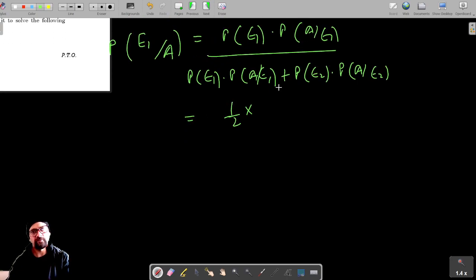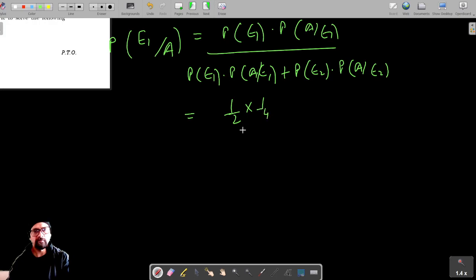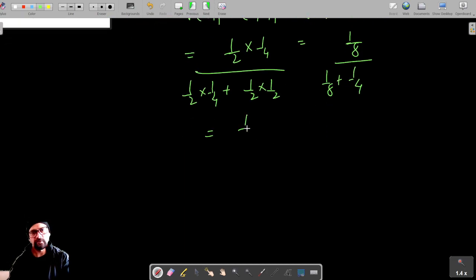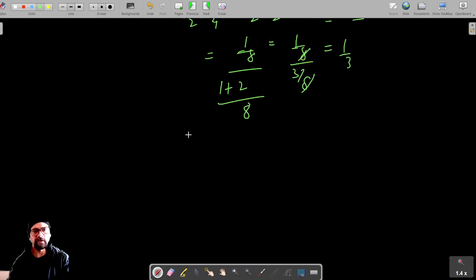Probability of E1 is half, probability of A by E1 is 1 by 4. It's half into 1 by 4, upon half into 1 by 4 plus half into half. So this is 1 by 8 upon 1 by 8 plus 1 by 4. LCM of 8 and 4 is 8. So this is 1 plus 2, which gives us 1 by 8 upon 3 by 8, which gets cancelled, and this is 1 by 3. So the probability of getting head from the biased coin is 1 by 3.